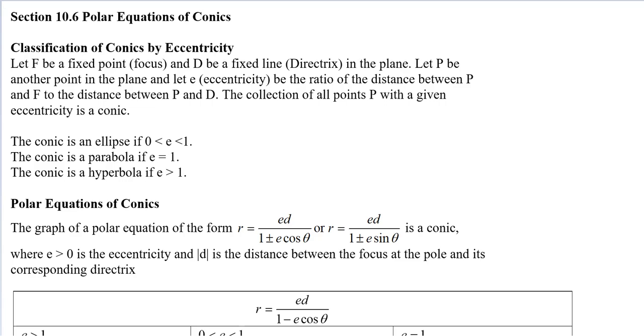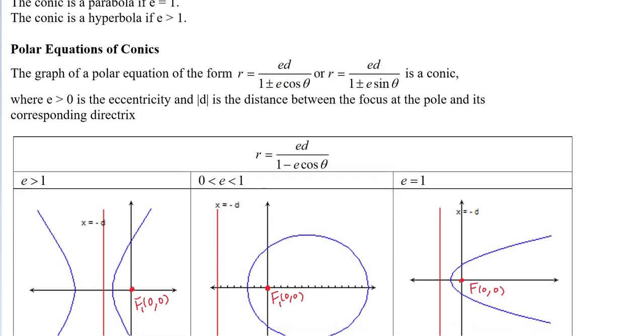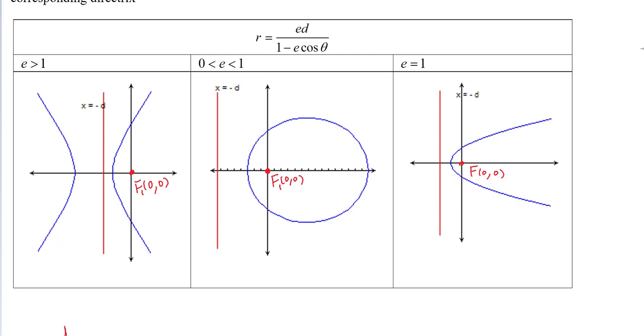The polar equation of the conic is r equals de over 1 plus or minus e cosine theta, or 1 plus or minus e sine theta. I'm going to explain this equation first with r equals de over 1 minus e cosine theta. If e is greater than 1, it will be a hyperbola. If e is less than 1 and greater than 0, it's an ellipse. If e equals 1, it's a parabola. All these are conic sections, and they have a very similar equation, r equals de over 1 minus e cosine theta.